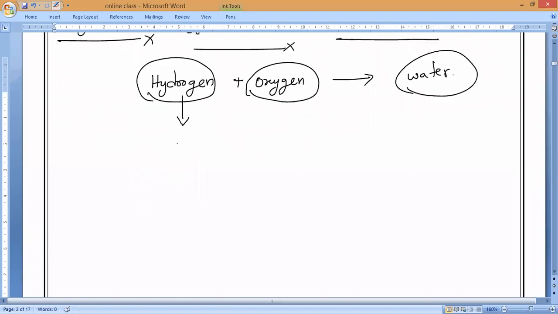Now what is the symbolic equation? Please speak, everyone. H2 plus O2 gives H2O. Don't make it 2H2O. 2H2O is the balanced equation. But here, only H2O.